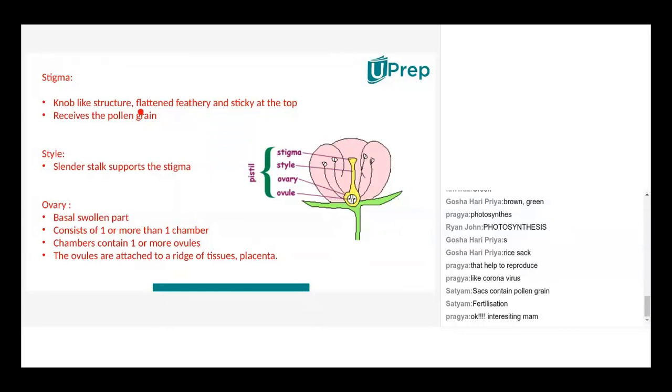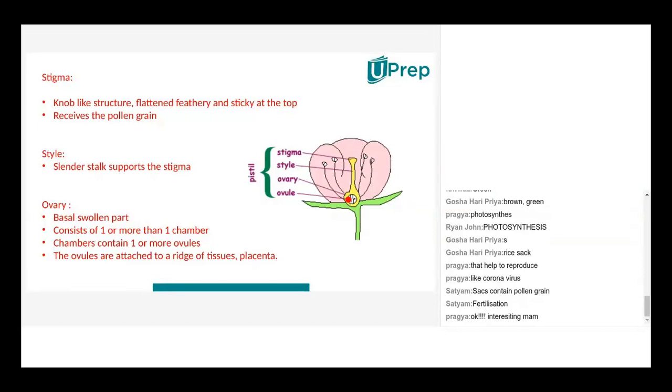Okay, a little more in detail. We have already discussed this. So a stigma, as I said, is a little sticky. It is a little flattened. Just see here, it is a little flattened at the top. Why flattened? It is giving enough space for the insects to sit, so they can sit and give me pollen grains. And then it is sticky at the top and it receives pollen grains. Style: this is the slender portion which actually supports the stigma. The style supports it by joining the ovary and the stigma together. Right? And the ovary, as we discussed, is the basal swollen part.